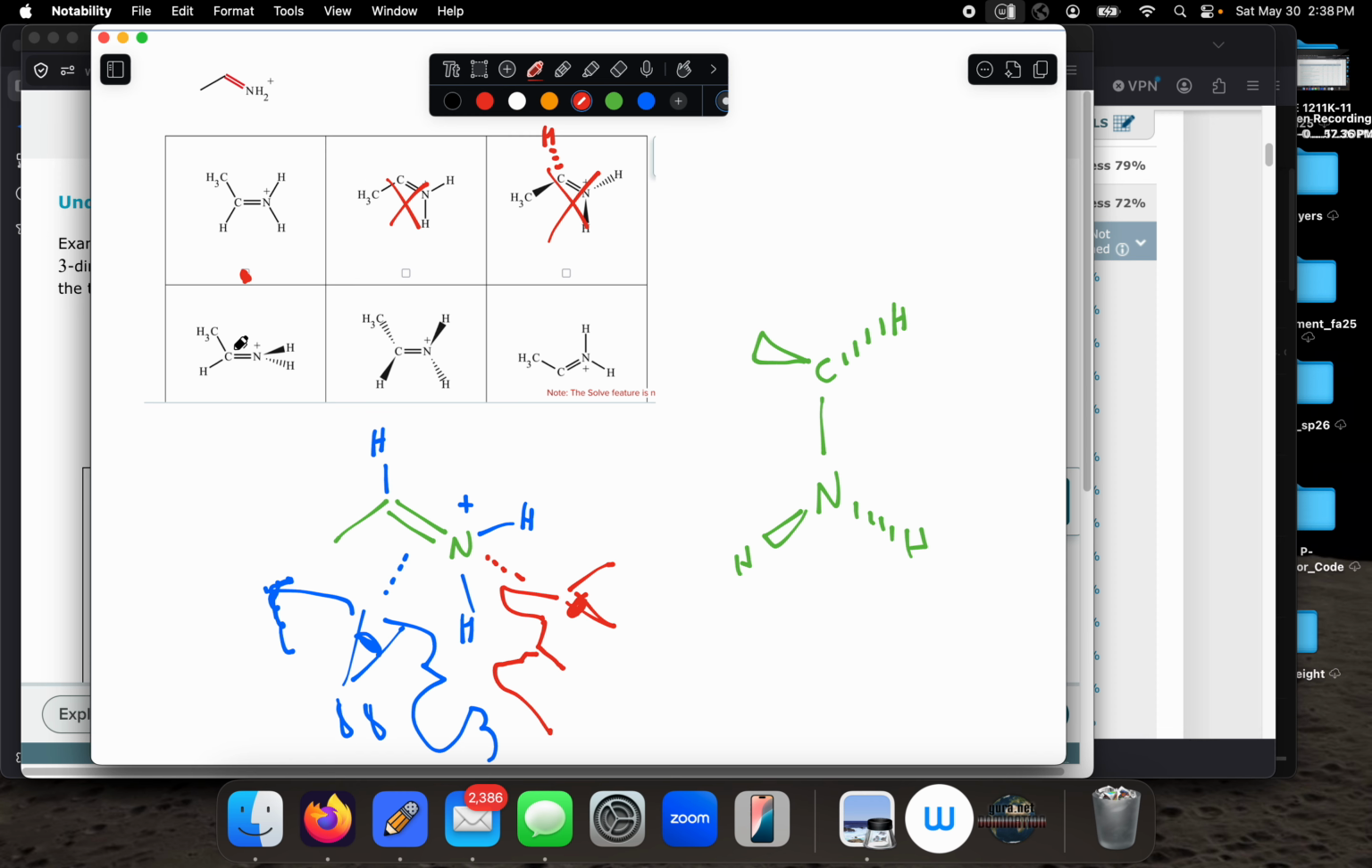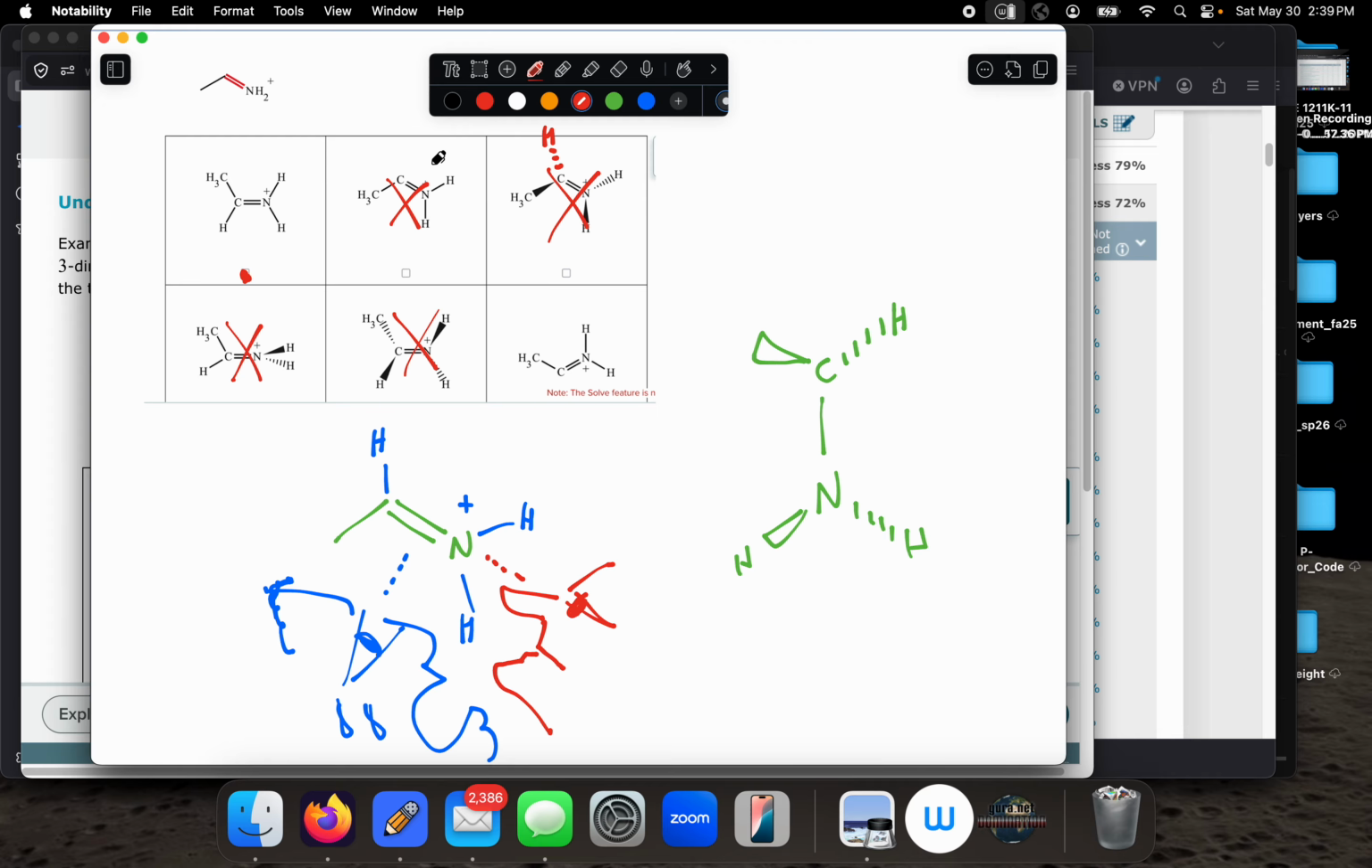We will build models for these on Monday, maybe. So this can't be it. This can't be it because if I've got a methyl group coming out toward me, I also have a hydrogen coming out toward me on the same side. I can't put the hydrogen coming out toward me on that side. That can't be it.